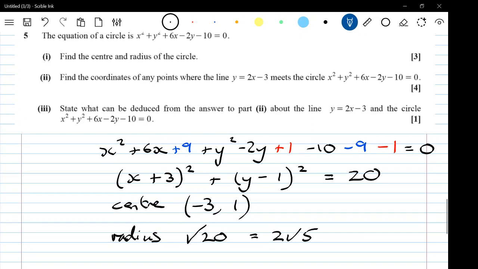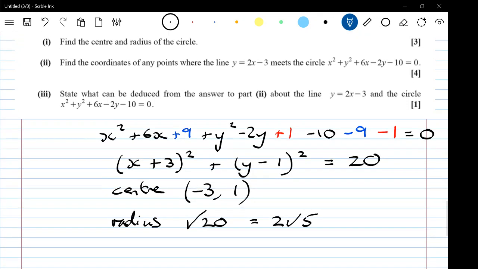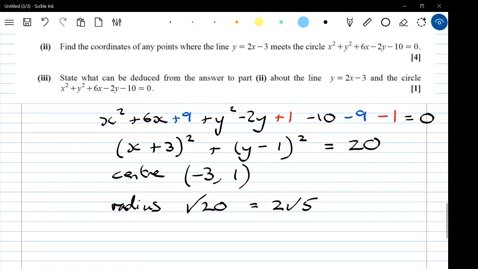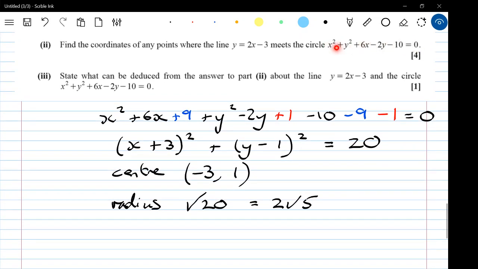And that's the kind of really standard circle question, isn't it? That is the start point of practicing to revise circles. Find the coordinates of any points where the line meets the circle. So to do that, we need to substitute in. Now, if you are confident that your equation that you found here is brilliant, you can sub it into that equation because that's a little bit quicker. If you have any doubt at all, sub it into the equation that they've given you so that you're not making any mistakes with that.